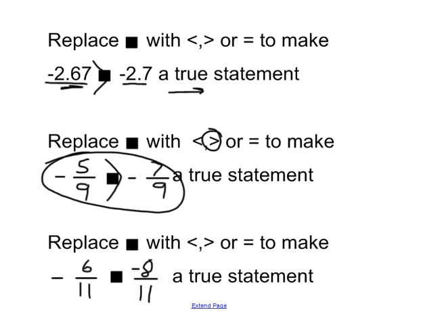Here we've got them again. It's in fraction form, and we've got the same denominator, which makes it very easy. We have negative 6 compared to negative 8. Negative 6 is greater than negative 8. So it's greater than. Negative 6 is greater than negative 8.